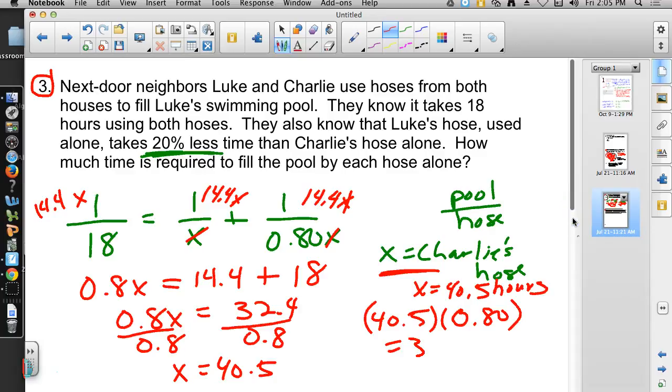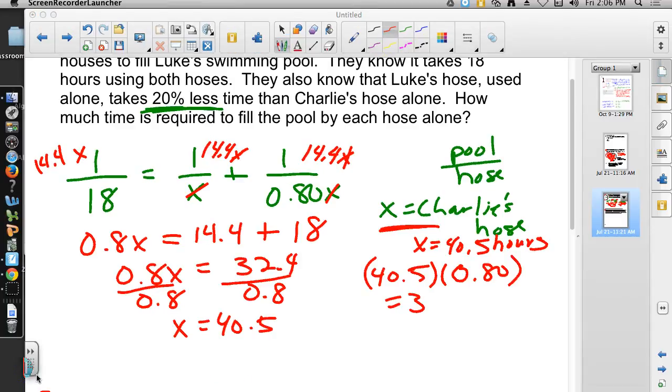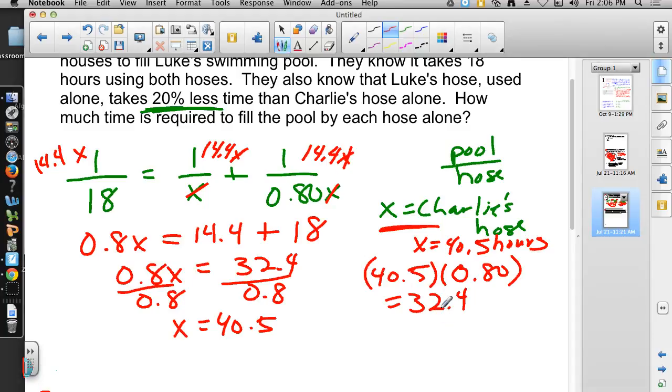Let's give it a second to figure out what it wants to do. Okay, looks like it wants to behave itself again now. So we're going to get 32.4 hours, and that would be Luke's.